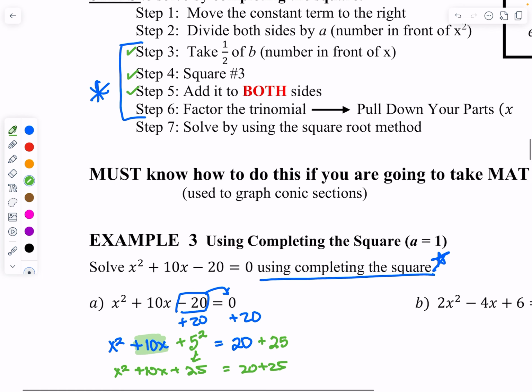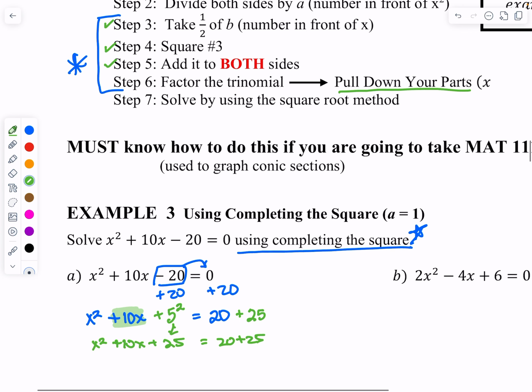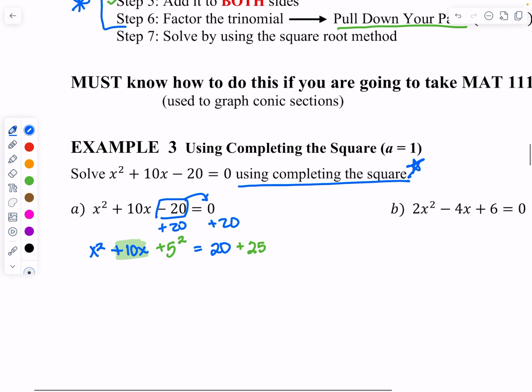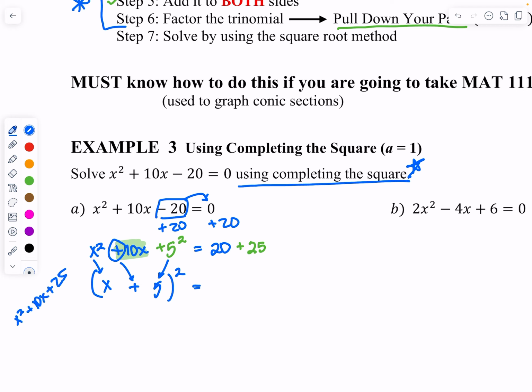Now I need to factor my trinomial, and I call it pull down your parts. We're going to pull down our parts. I'm going to erase this part that most math teachers do. I'm going to pull down my parts because my parts are ready to pull down right here. So I'm going to have something quantity squared, and I'm going to pull down my x, and my 5, and that sign: x plus 5 squared, which is the factored form of what I had written right there. Okay, and that's why math teachers leave it, but that's the factored form.